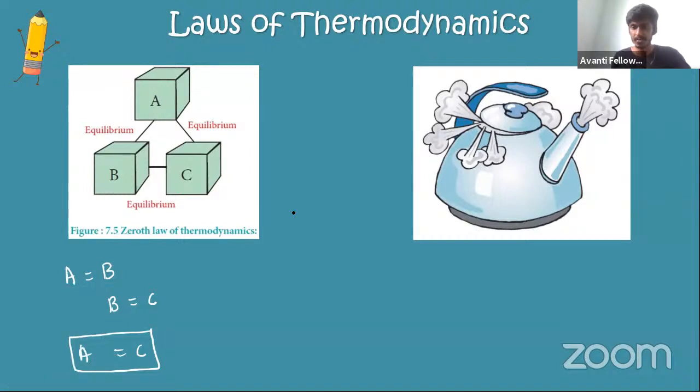So let me quickly come to the first law of thermodynamics. What is the first law of thermodynamics? The first law of thermodynamics tells us that whatever heat you provide to a system will be distributed as work done and as internal energy.